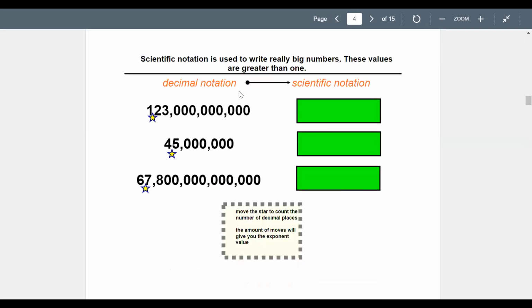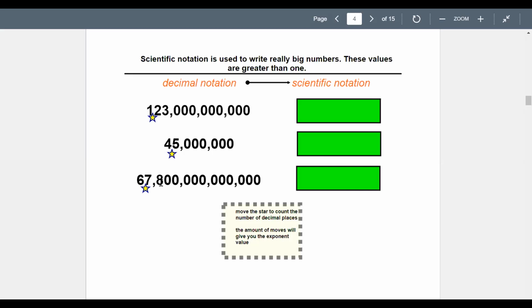Right here, we've got decimal notation going to scientific notation, which is what you're going to see in that first column on the practice problems. That means you first have to identify your coefficient. They've already identified it for you with the star. The star is where your decimal needs to go. So your coefficient for the first one will be 1.23, for the second one 4.5, and for the third one 6.78. So this lets us know that's our coefficient.